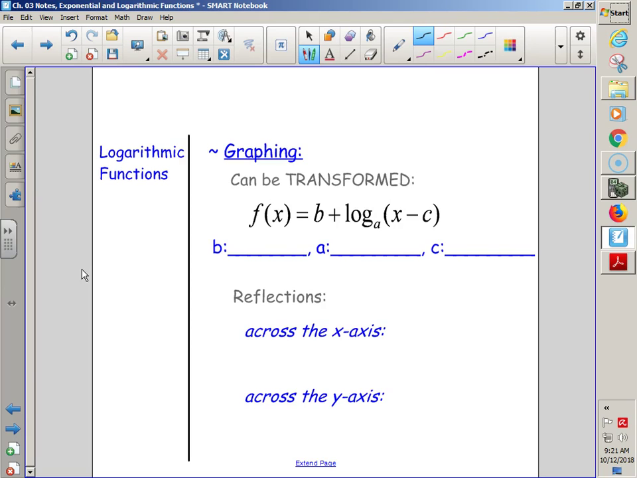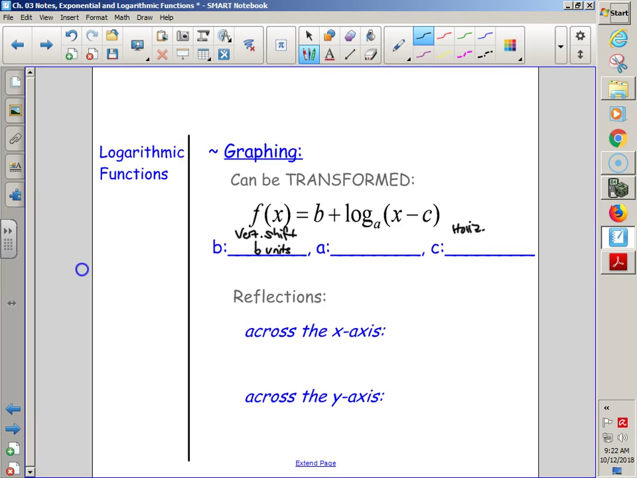Shifting, right? So outside, I'm going to have a vertical shift, B units. If B is positive, it's up. If B is negative, it's down. What's going on with my minus C?